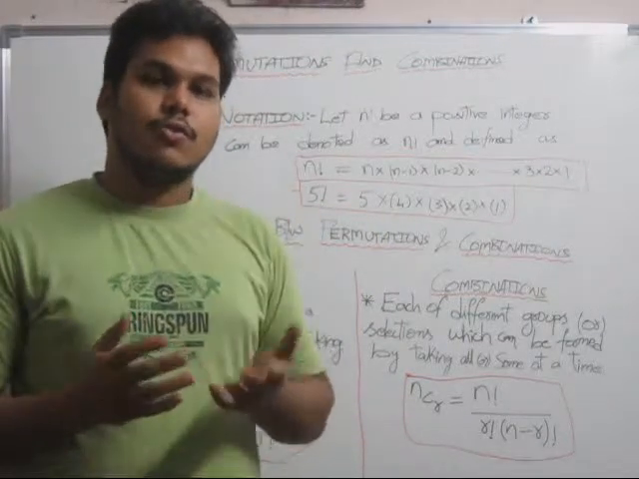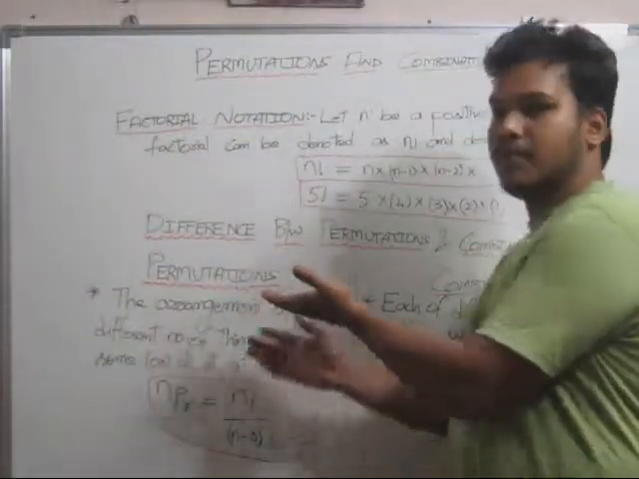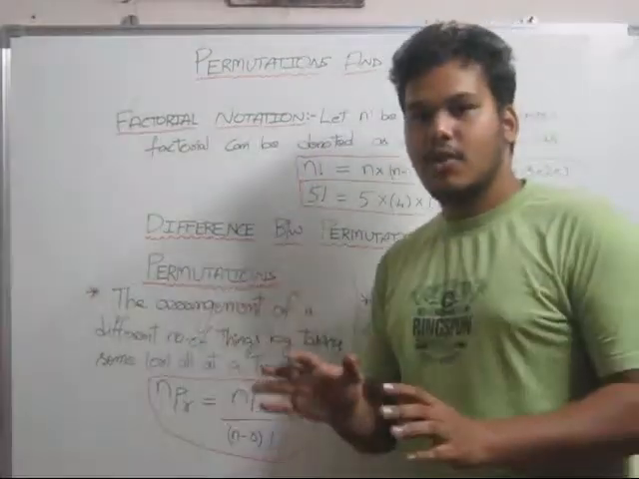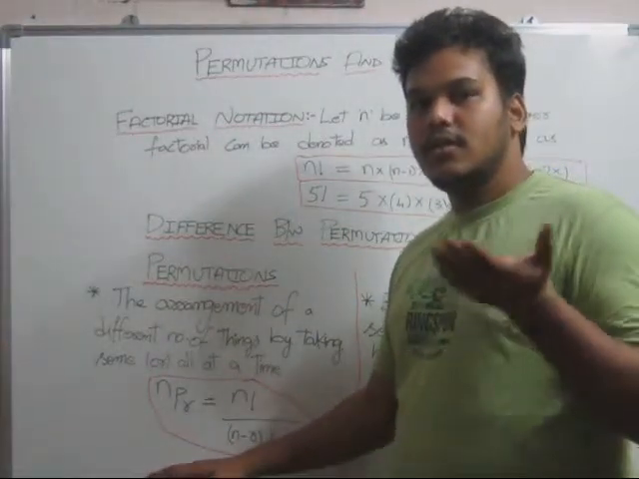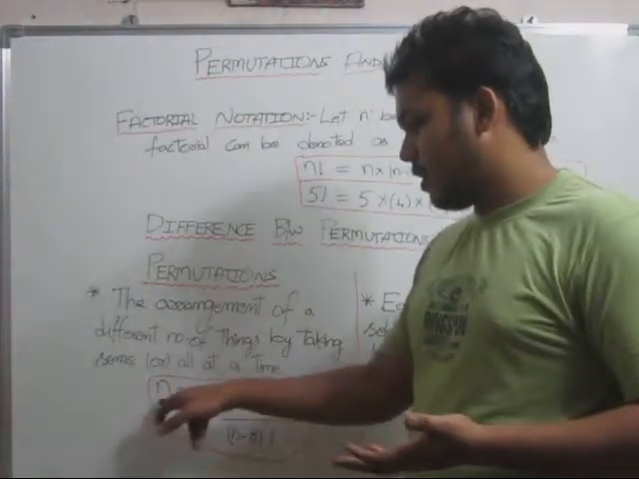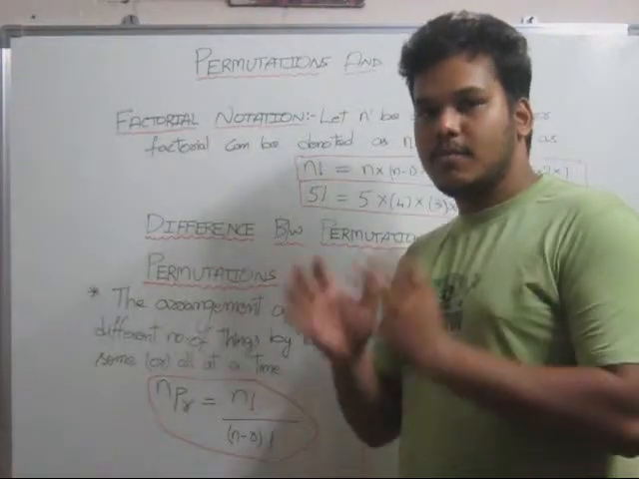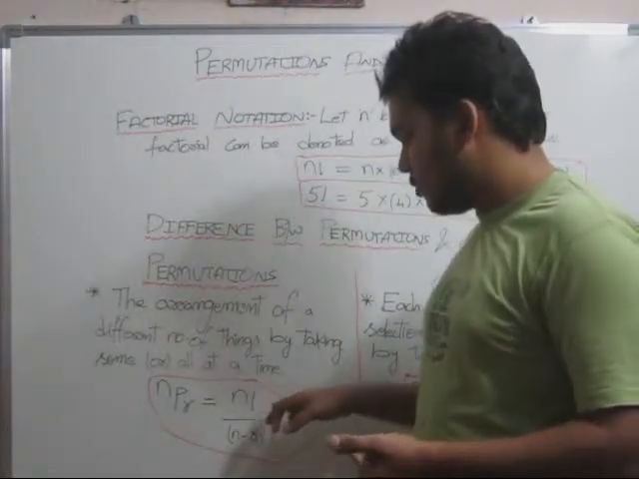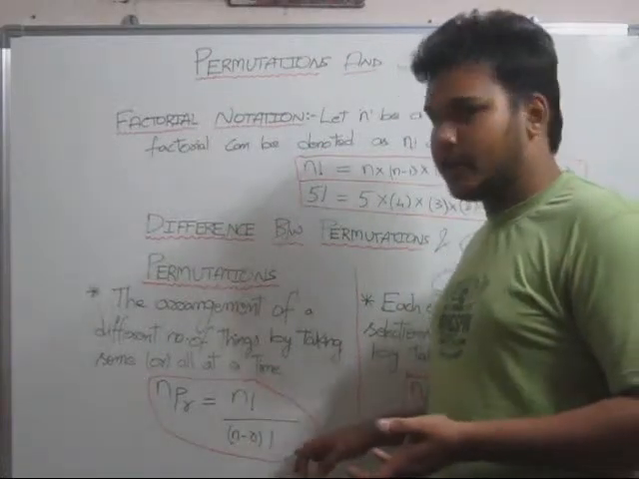Now let us know the difference between a permutation and a combination. First, let us see what is meant by a permutation. It is the arrangement of different things by taking some or all at a time. The formula for finding the number of permutations is nPr, where n represents the total number of things and r represents the number of things we have taken to arrange. The formula is n factorial divided by (n minus r) factorial.